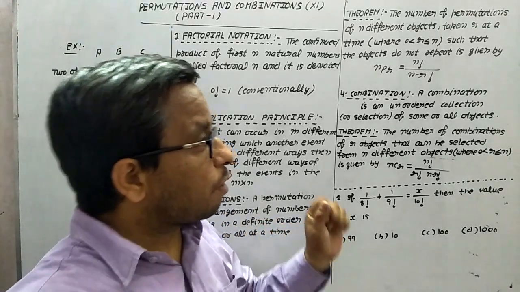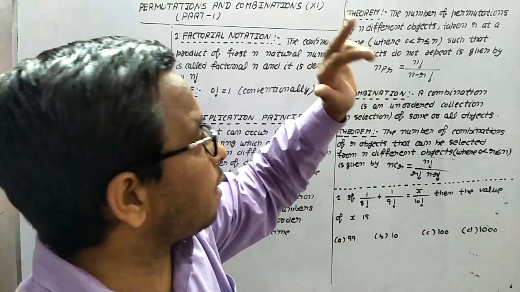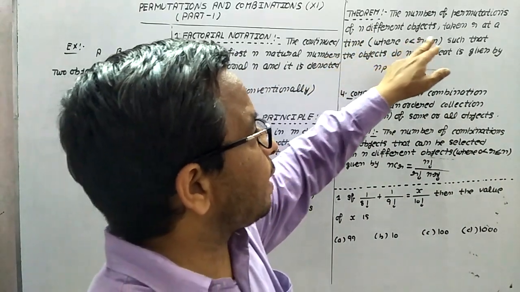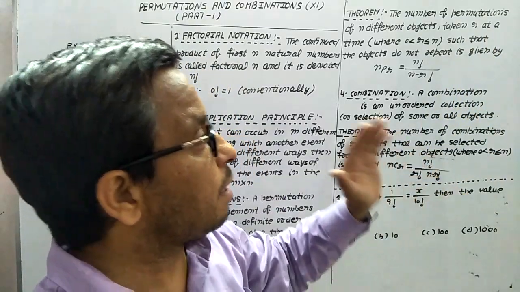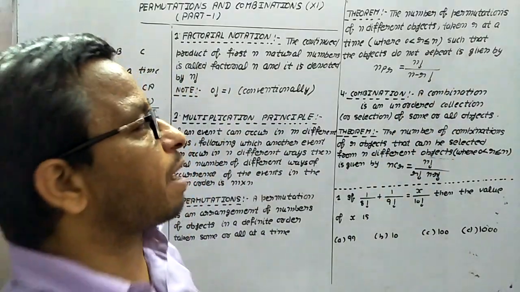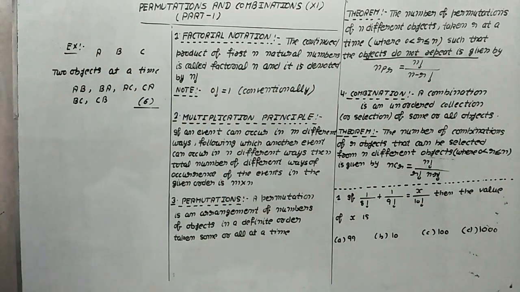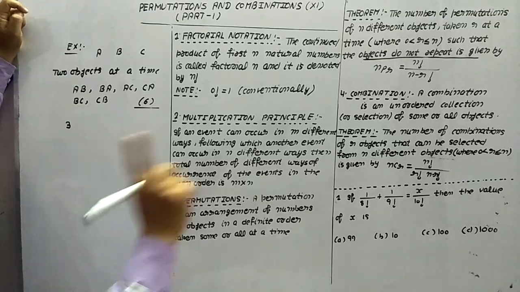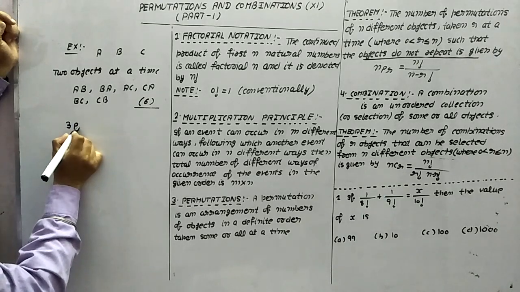Now look at this. On the basis of this, one theorem is developed. The number of permutations of n different objects taken r at a time, with the condition 0 < r ≤ n, such that the objects do not repeat, is given by nPr = factorial n upon factorial (n minus r). This is a very important point: objects do not repeat. Now look at this. Here I have 3 objects, so n is 3, and I am taking r at a time, which means 2 at a time.